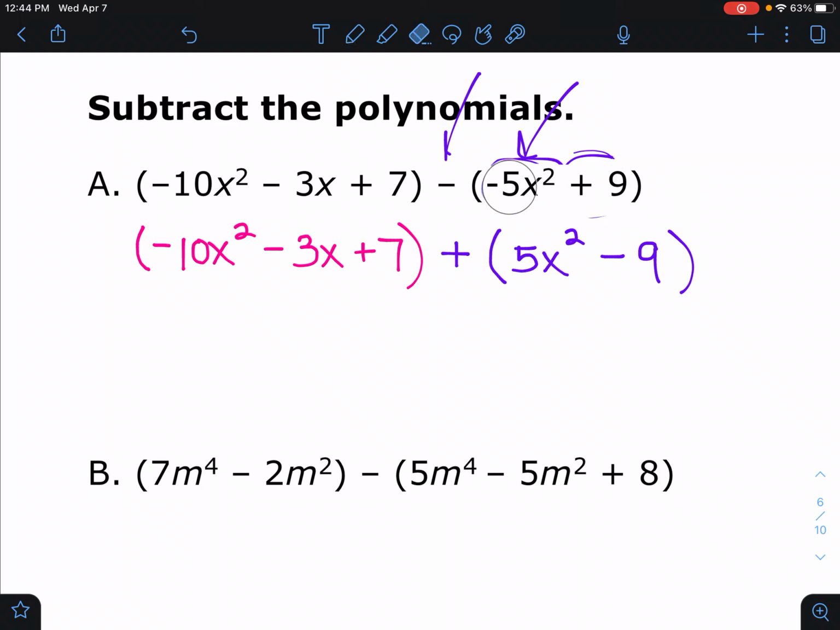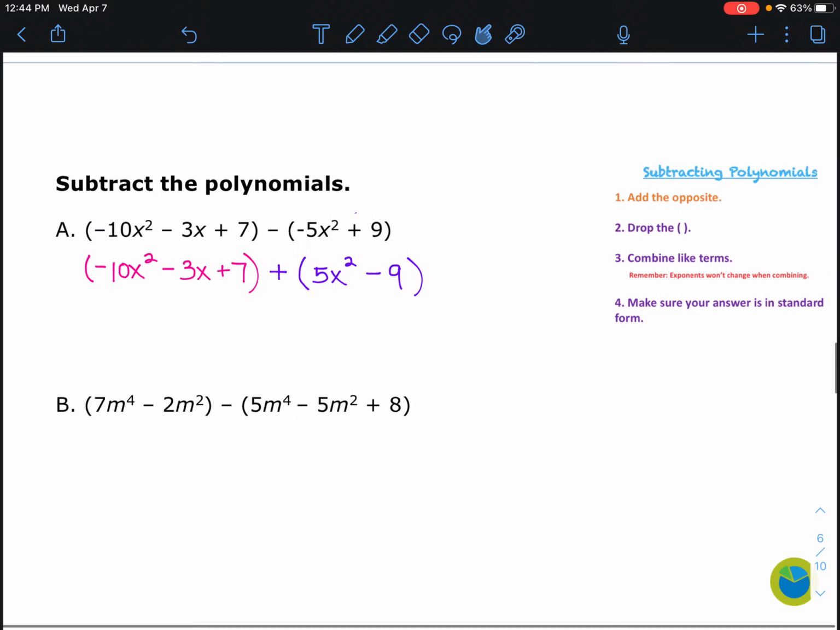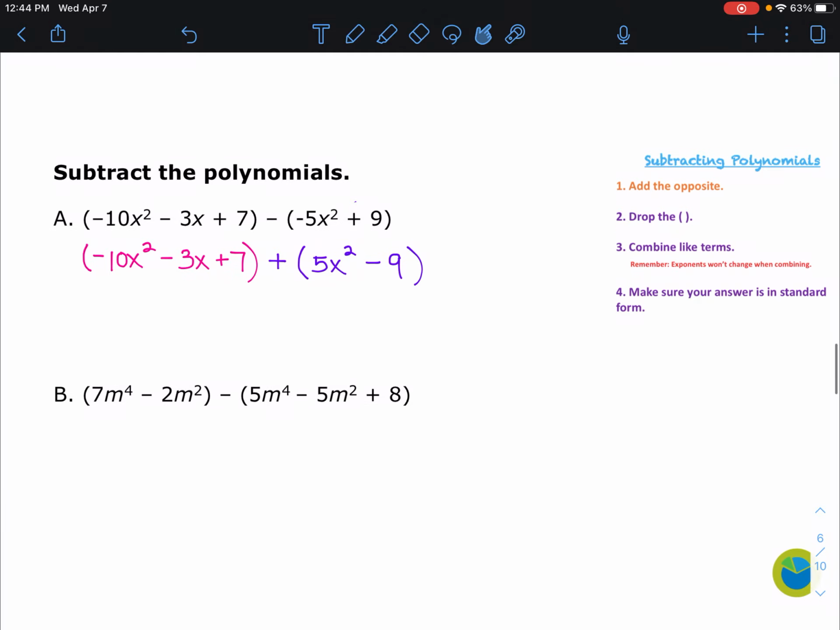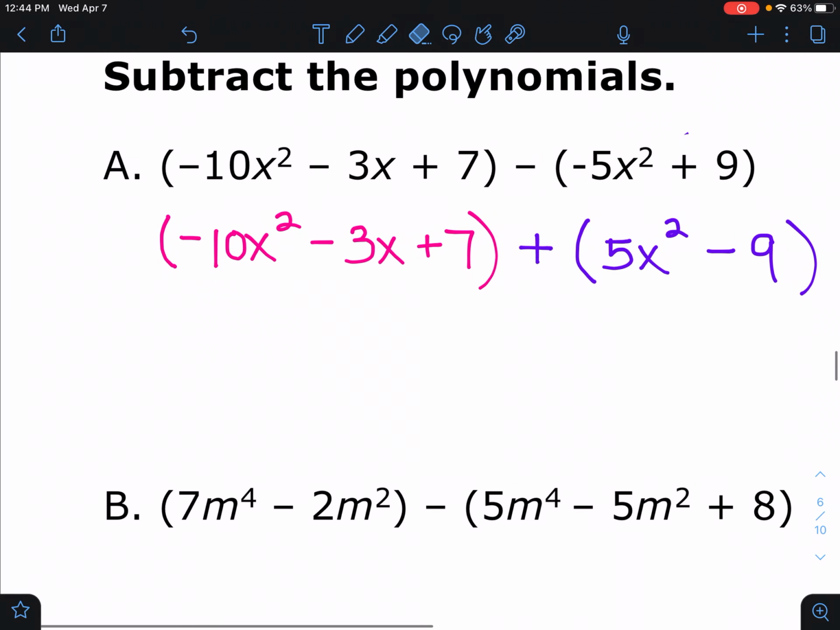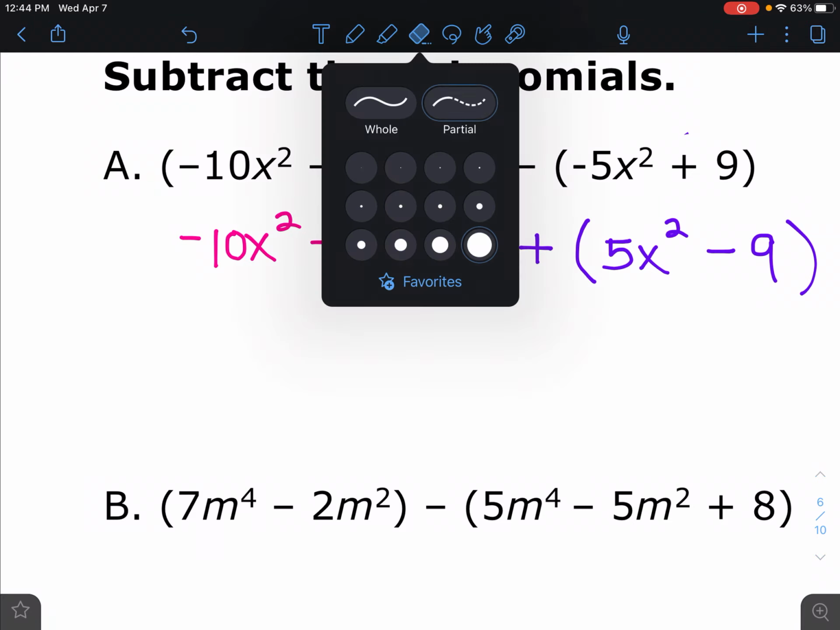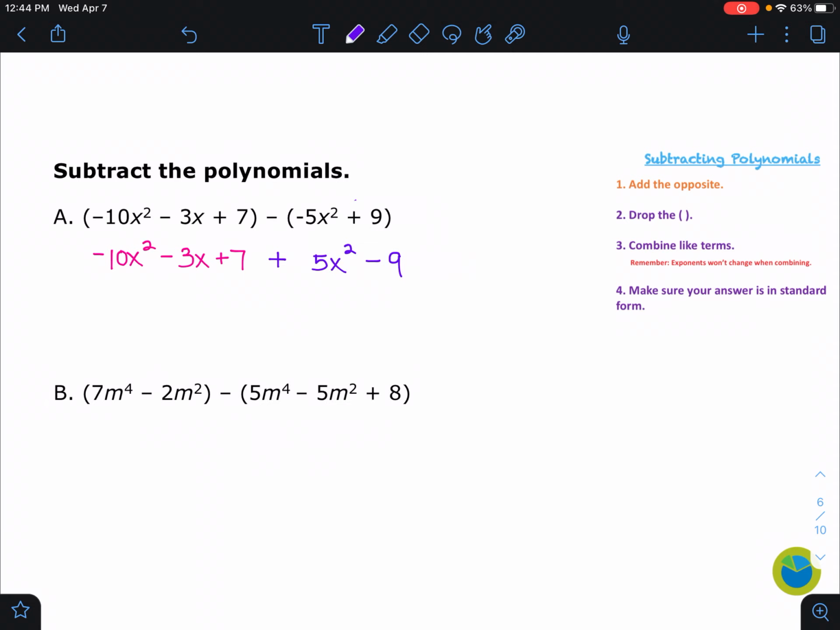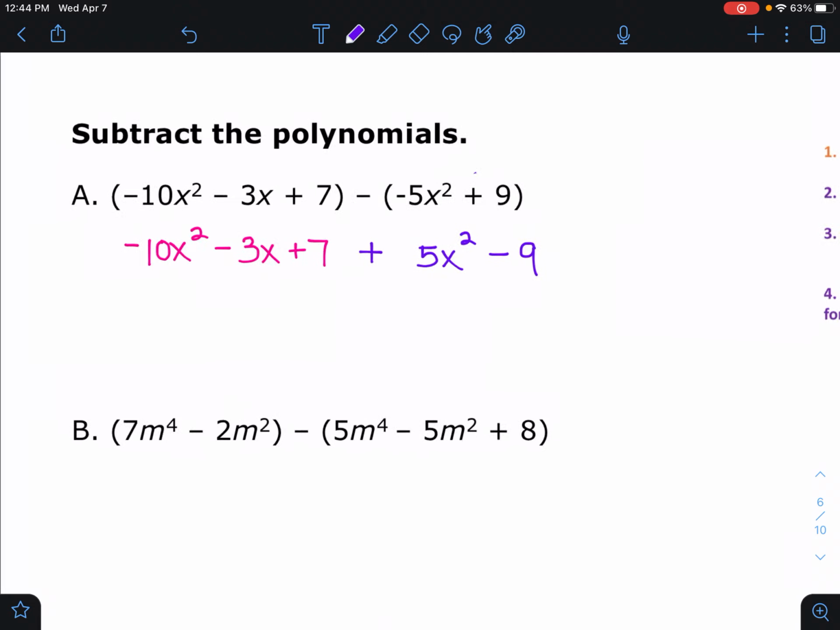So now I can follow my steps that I had before. Now it's just drop the parentheses, combine like terms, and go from there, because now it's an addition problem. So I'm going to erase the parentheses. I'm going to make this a little bit smaller so I can do my erasing. Erase the parentheses, and now I'm going to combine like terms, step 3, and then make sure my answer is in standard form.